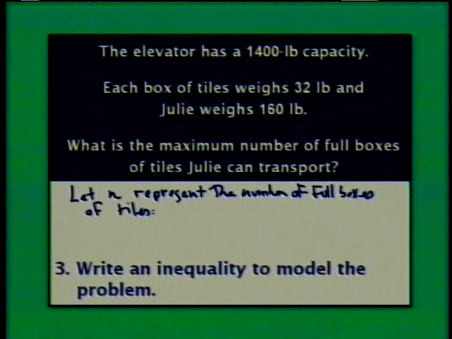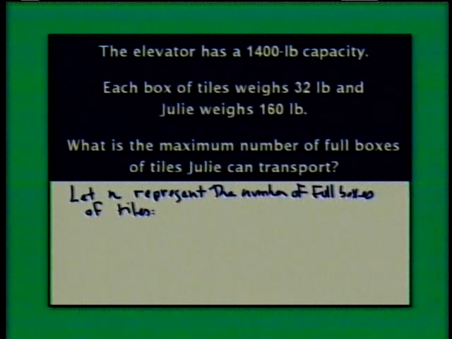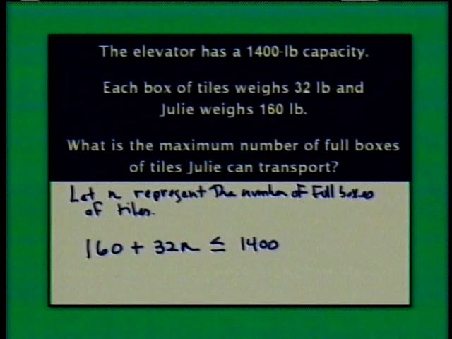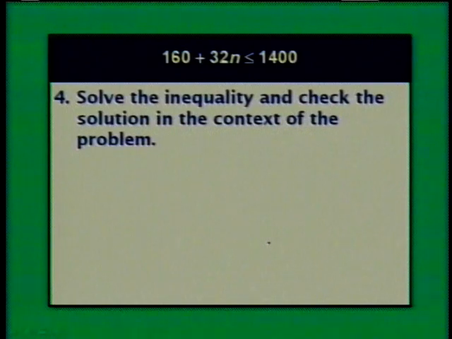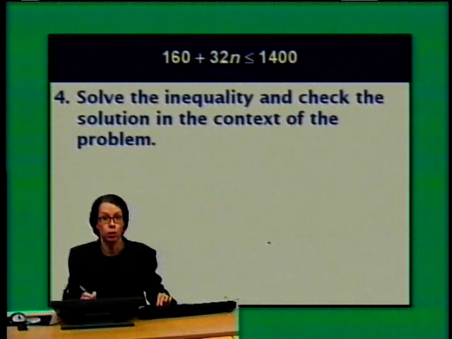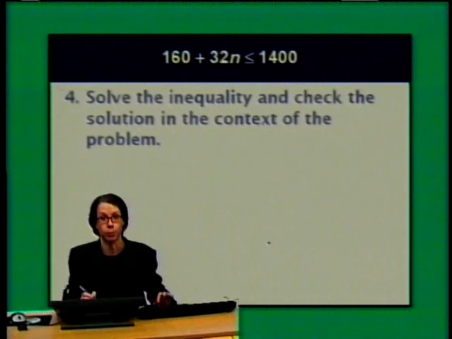And now I'm going to write an inequality to model the problem. Well, we have everything we need from the verbal model. We're going to take Julie's weight and add the weight of the tiles, which is 32 pounds per box times the number of boxes. And that needs to be less than or equal to the elevator capacity, which is 1,400 pounds. I've got my inequality. I'm ready to go. So let's solve the inequality and check the solution in the context of the problem.